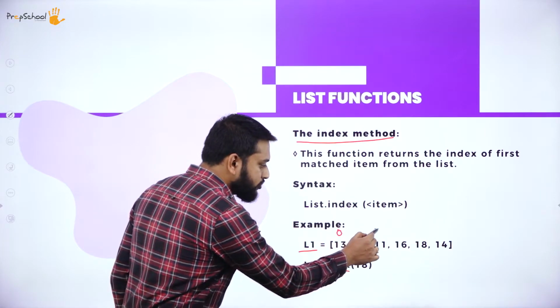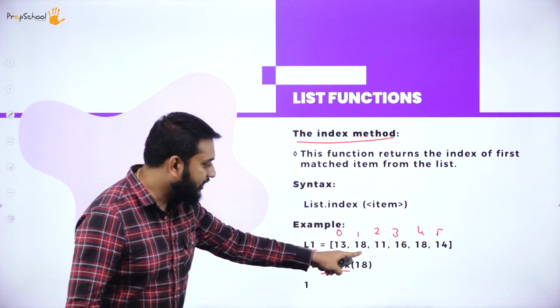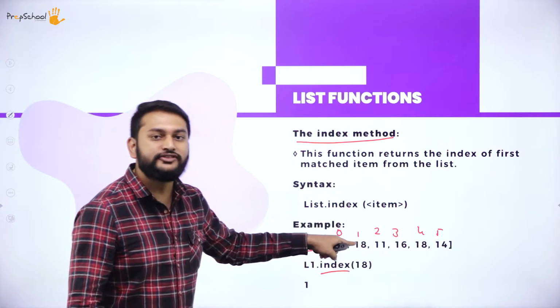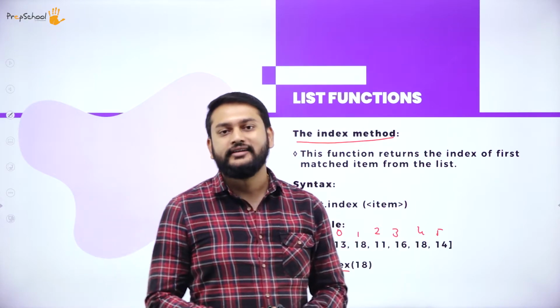So 0, 1, 2, 3, 4, 5. This is the index, right? So what is the first occurrence of this 18? The index of the first occurrence of 18 is 1, so 1 will be returned, right? That's what you need to understand.